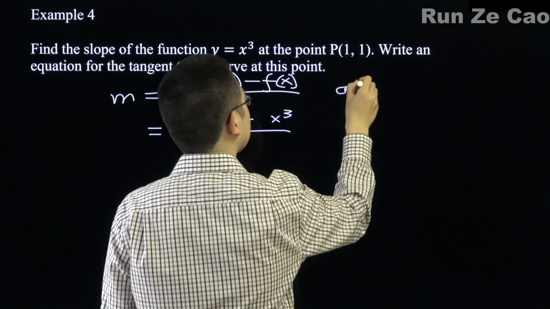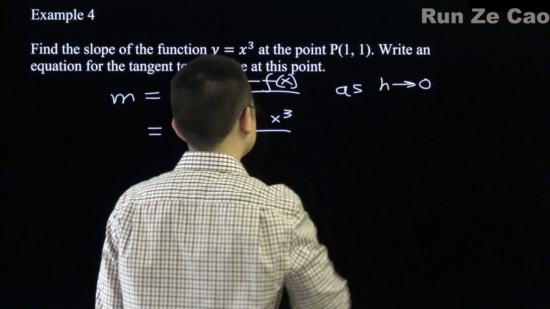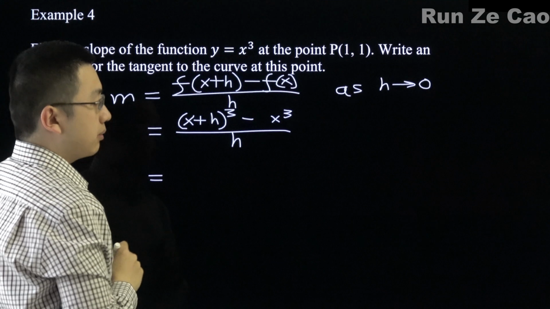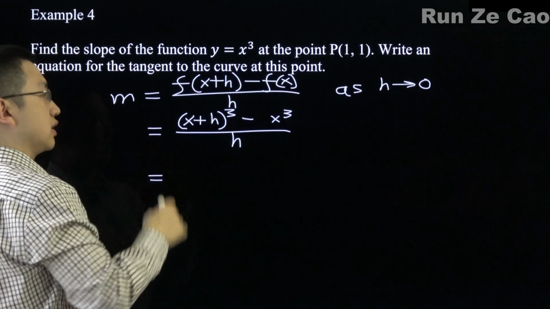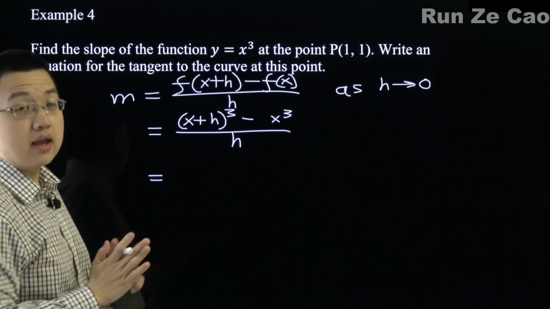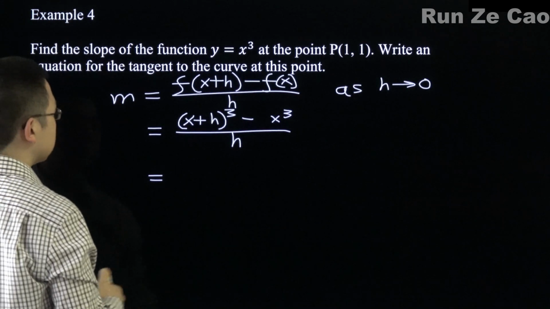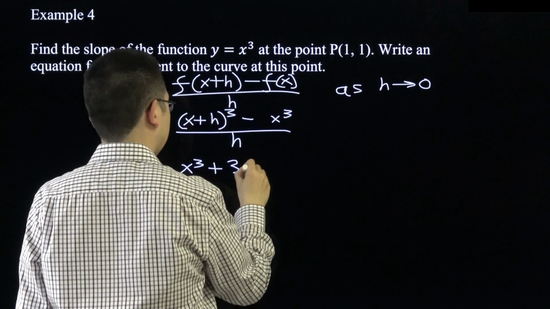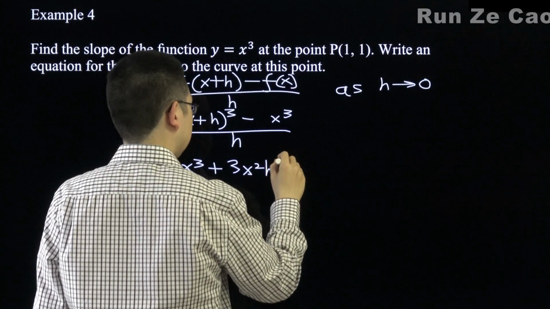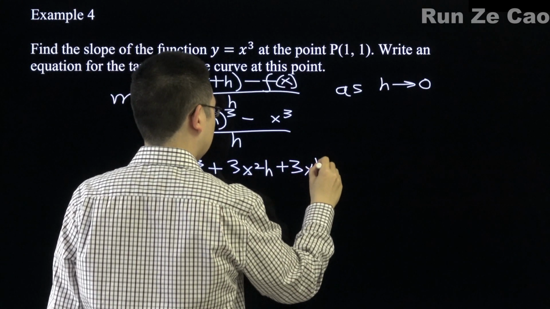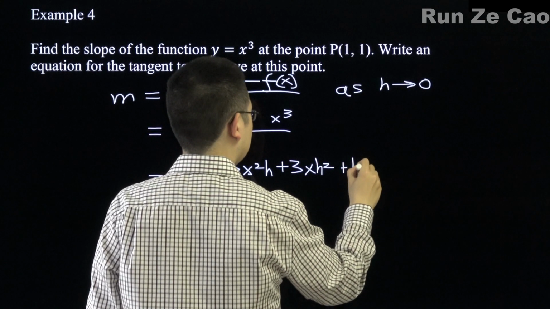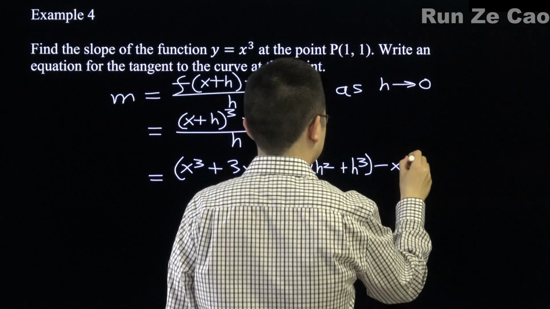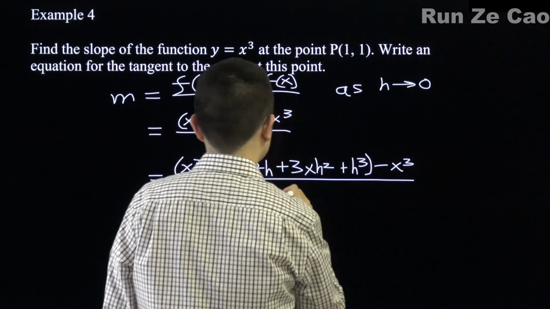And what do we know? This must be as h approaches 0. Please be careful with the lengths of the stems on your h's and n's and a's and d's and so on, because some teachers are a little picky. So, x to the third, 3x squared h plus 3xh squared plus h to the third minus x to the third, and this is all over h.